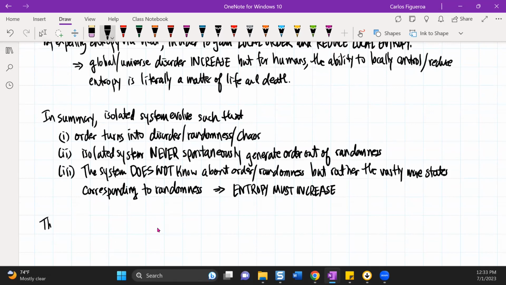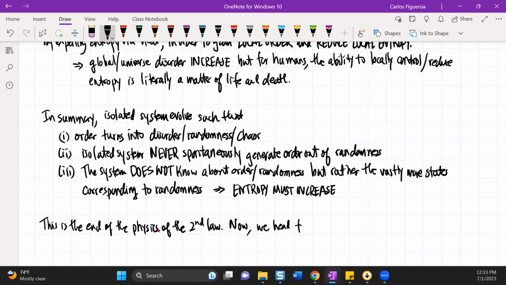So this is the end of the physics of the second law. And the reason why is that the vast majority of the people who take this course do not go into physics. So now we head towards engineering and chemistry thermodynamics, because the vast majority of the people do that. I would love to get into the microscopic behavior and the parameter omega to actually talk about that, because that's really the true definition of entropy.